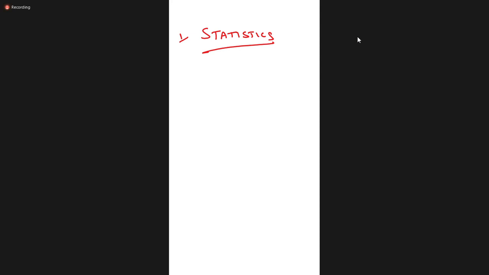I think whatever you know from 10th class, the same thing is here also. Mean, median, mode, I think everyone knows about this. Mean deviation about mean, mean deviation about median, these all things. You have an idea, right? Yes, sir. So let us start.